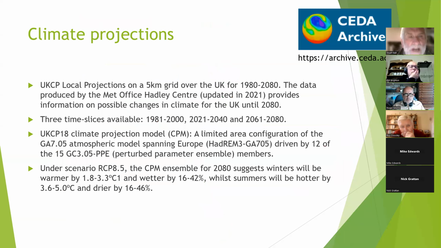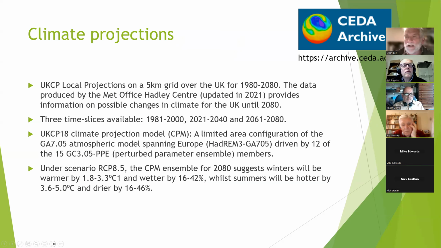So, climate projections. Data is readily available. UK climate projections on a 5 km grid over the UK for the period 1980 to 2080. It was produced by the Met Office Hadley Centre, last updated in 2021. Three time slices are readily available on the CEDA data archive: 1980 to 2000, 2021 to 2040, and 2060 to 2080.